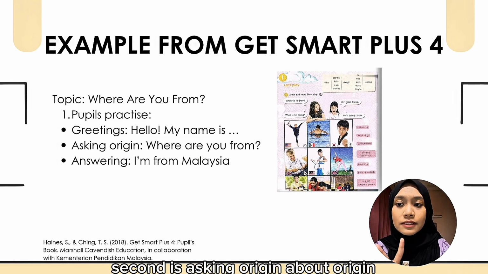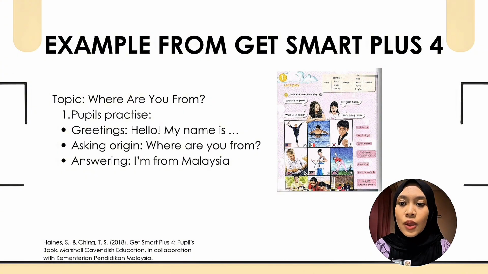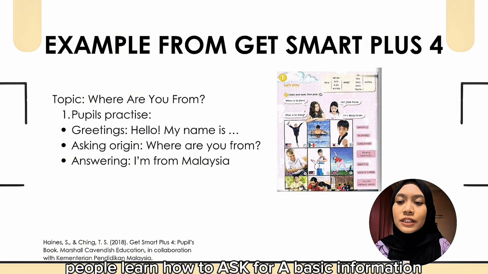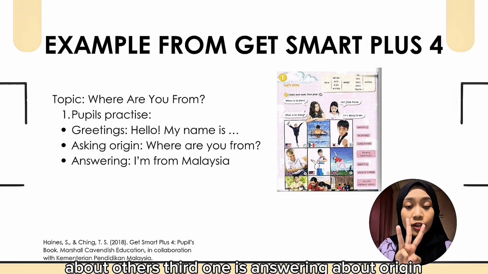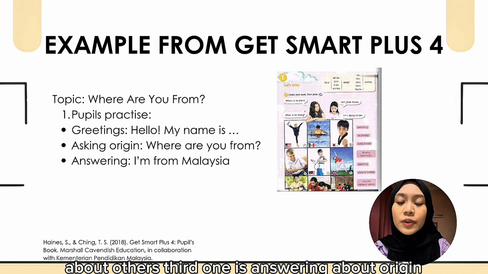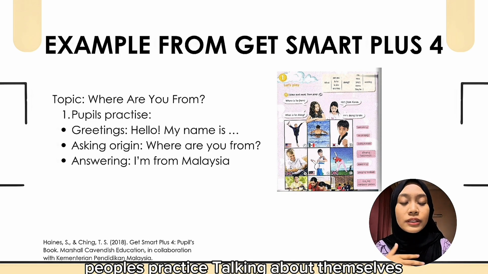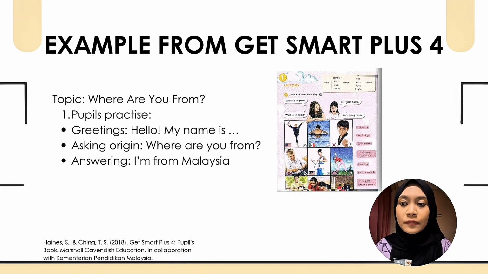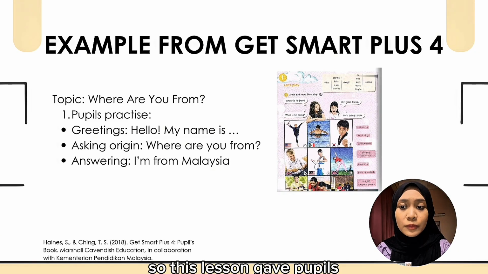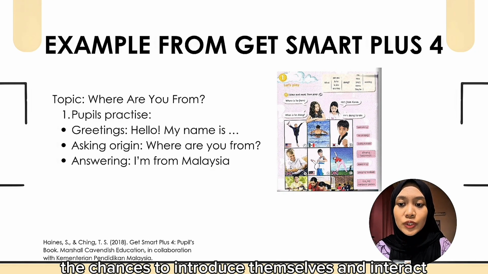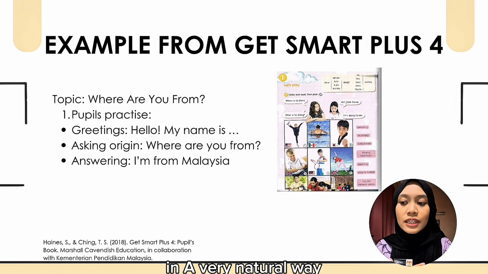Second is asking about origin. Where are you from? Pupils learn how to ask for basic information about others. Third one is answering about origin. I'm from Malaysia. Pupils practice talking about themselves very confidently. So this lesson gives pupils the chance to introduce themselves and interact in a very natural way.